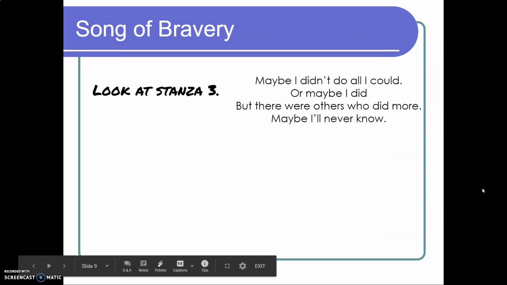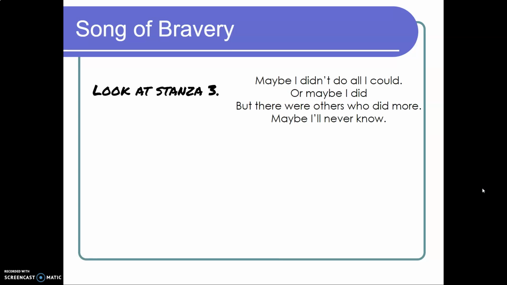Okay, let's look at the Song of Bravery that we read last week, I think. Let's look at stanza 3. It says, maybe I didn't do all I could, or maybe I did, but there were others who did more. Maybe I will never know.